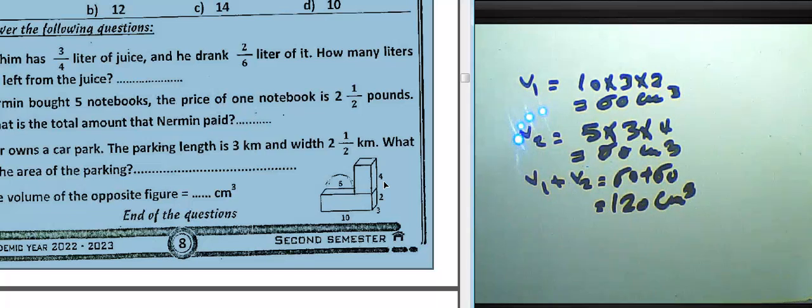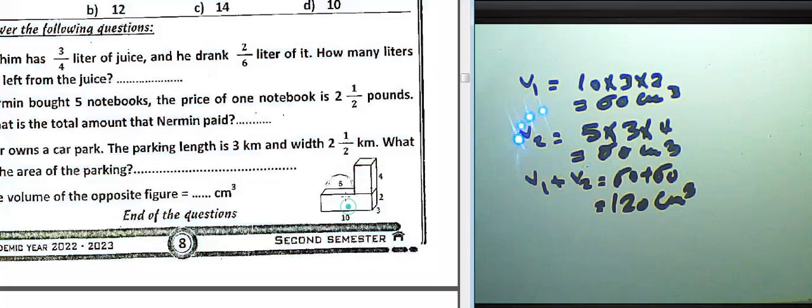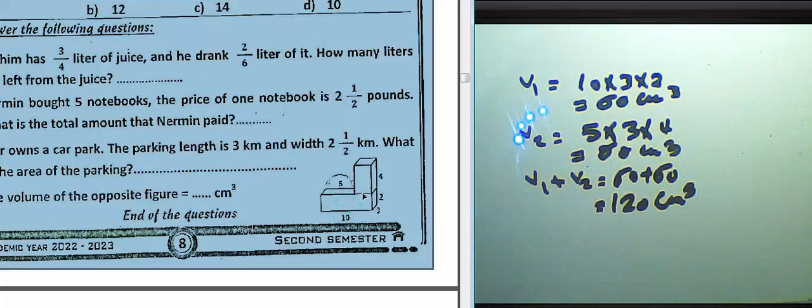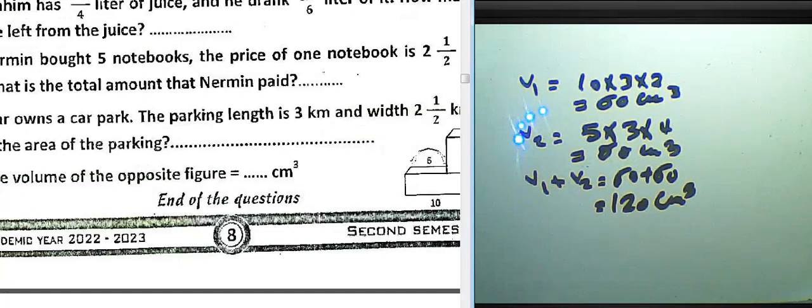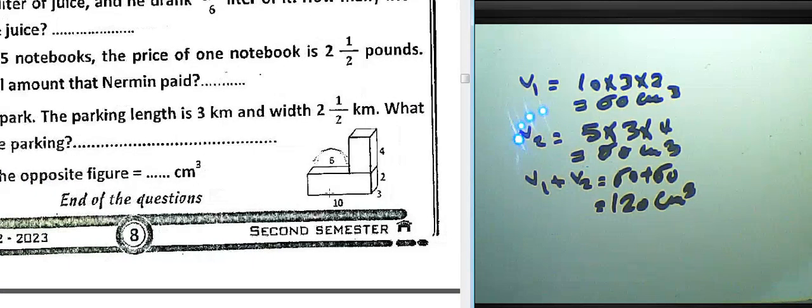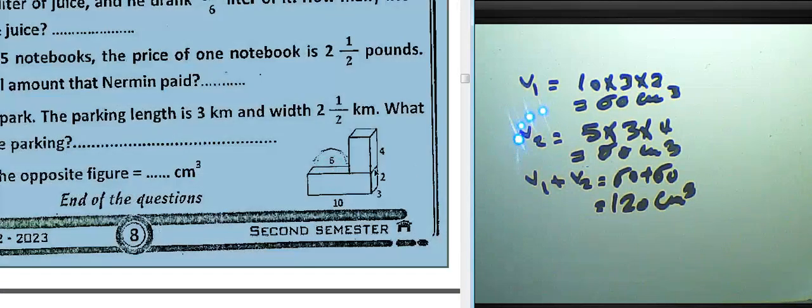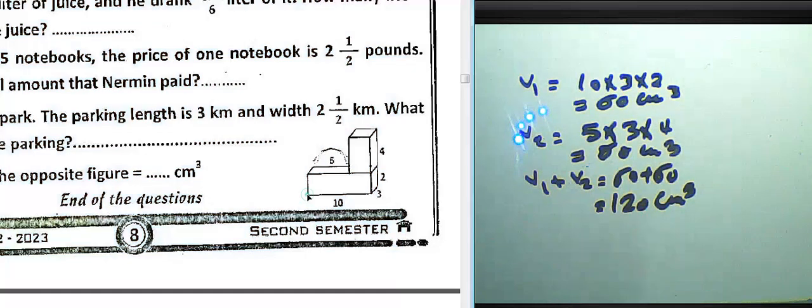Again, look here with me. 10 times 3 times 2 equals 60, and here this length is 10 minus 5, which is 5. Okay, look with me, I will clear it here. It's 5 centimeters. This side will be 5. 10 minus 5 equals 5. 5 times 3 times 4 will be 60. Then the volume will be 120 cubic centimeters. It's the end of the question.